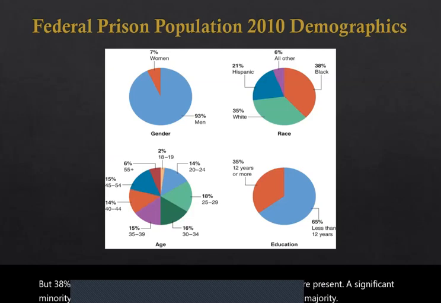So it's a very interesting map. And it's going to be really interesting to compare to the state maps, right? Because states tend to look a little different. Gender is still the same. Race is roughly the same. It's a little bit more equal. Age is skewed and education is skewed.